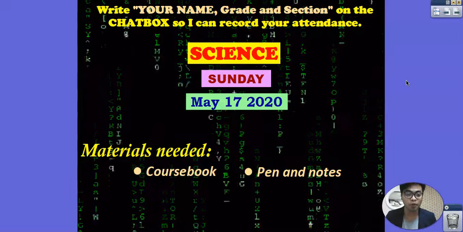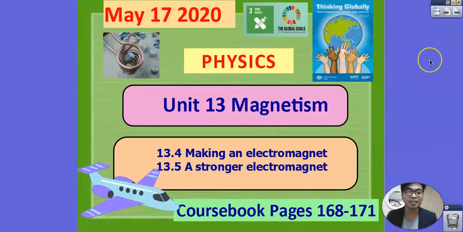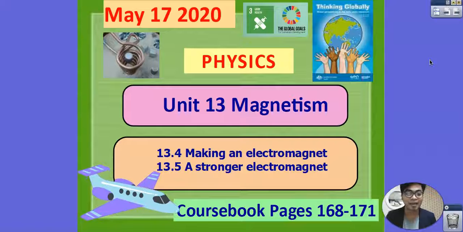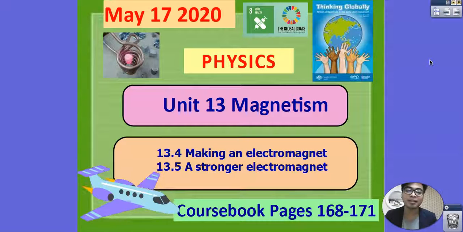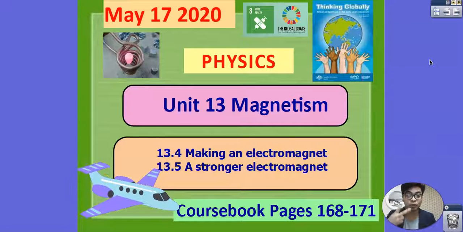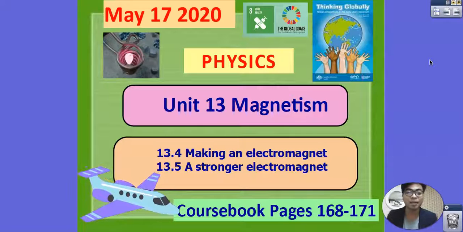So if you have your course book, your pen and notes with you, we're going to start with our topic for today. It's all about magnetism and we're going to focus here on electromagnets. Kindly open your course book to pages 168 and 171. You're going to take a look there at making an electromagnet in 30.4 and a stronger electromagnet in 30.5. These two topics are really related to each other, so we're going to take them as one.